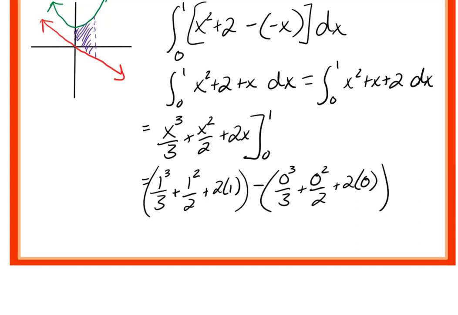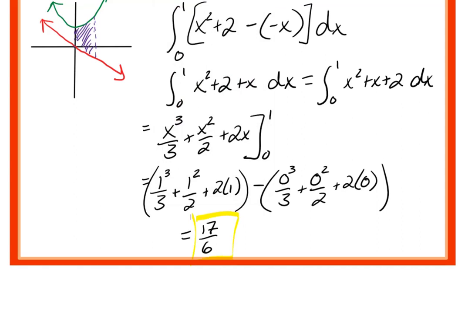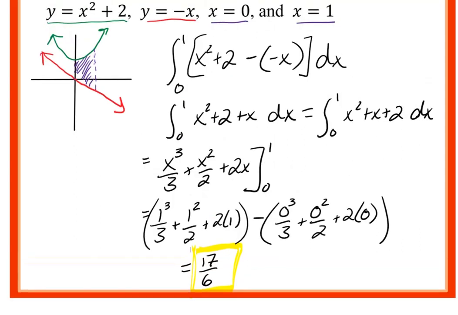So I'm not going to show that calculation, but I will tell you that it works out to be 17 over 6. So that would be the area that's represented between the green curve, that parabola, and that line there.